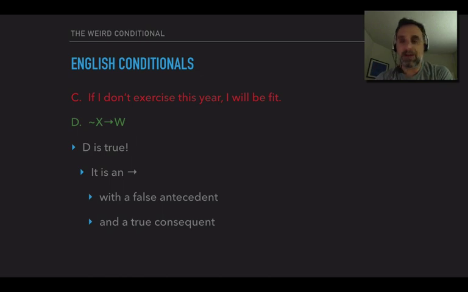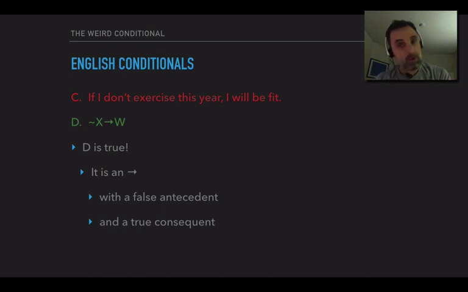What we're looking at is the third row of the truth table, F T, and when we have an arrow where the antecedent is F and the consequent is T, then the arrow sentence is true. So C and D, while D is a symbolization of C, they have different truth values. D is clearly true because of what our truth table says, how it says the arrow works. There's no question about it. The truth table defines the arrow, and it tells us here's how it works.